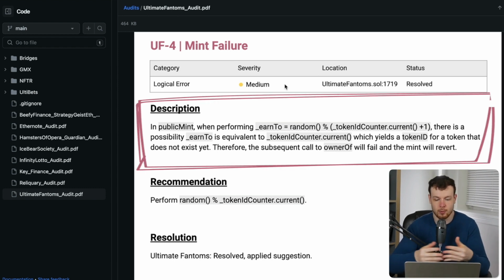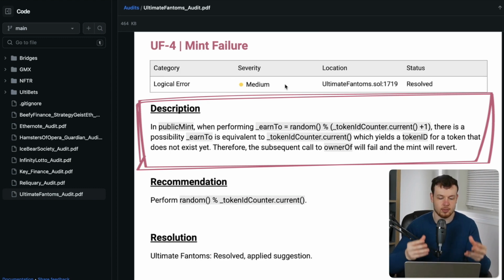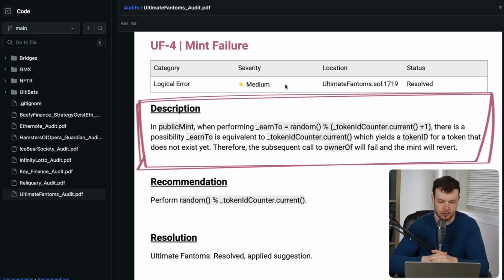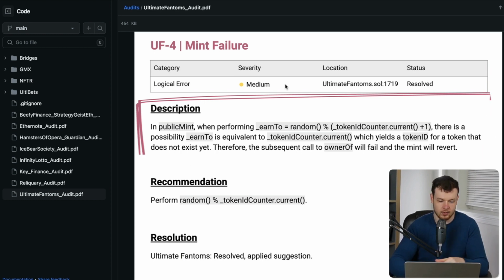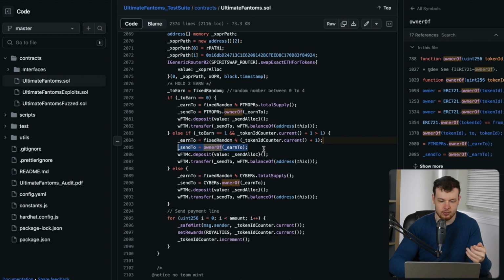In public mint, when performing earn2 equals random modulo token ID counter dot current plus 1, there is a possibility earn2 is equivalent to the token ID counter dot current, which yields a token ID for a token that does not yet exist. Therefore, the subsequent call to owner of will fail and the mint will revert. The recommendation here is to perform the modulo token ID counter dot current instead of adding this 1 here. That way it's impossible to get an NFT ID for an NFT that does not exist yet.